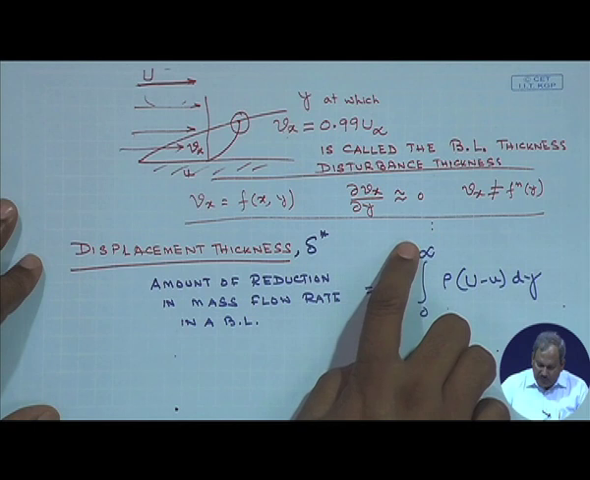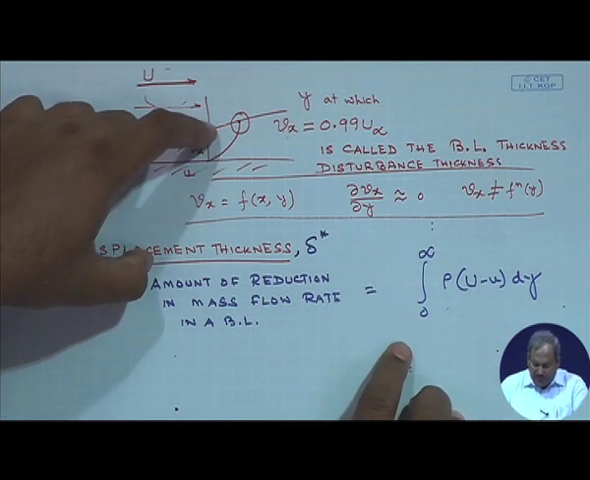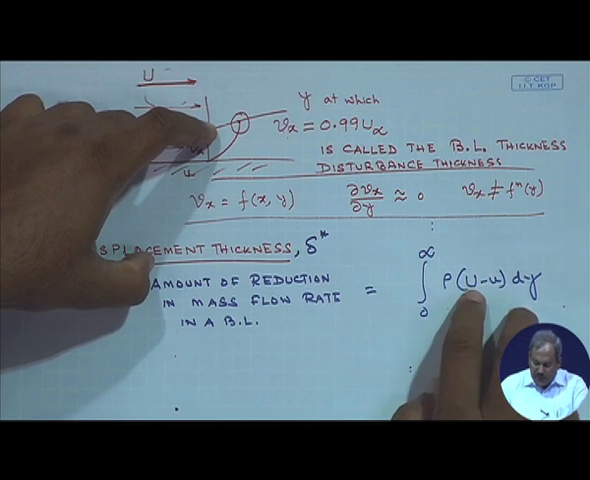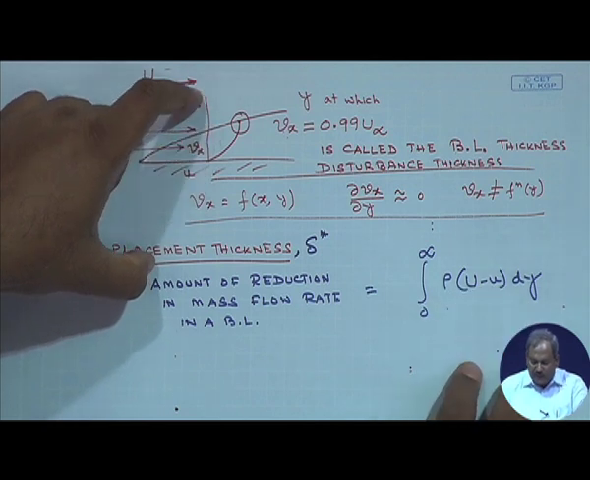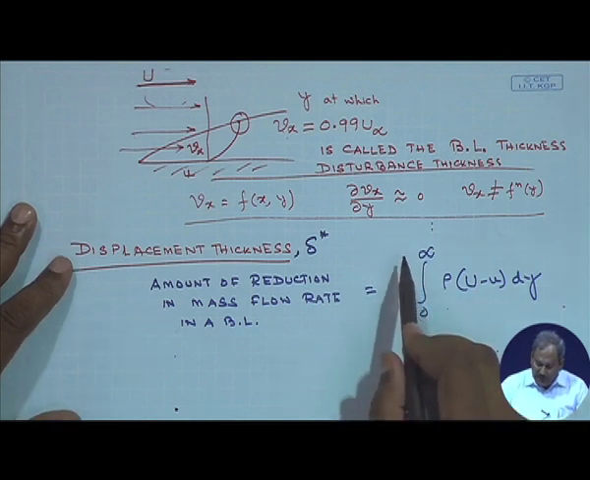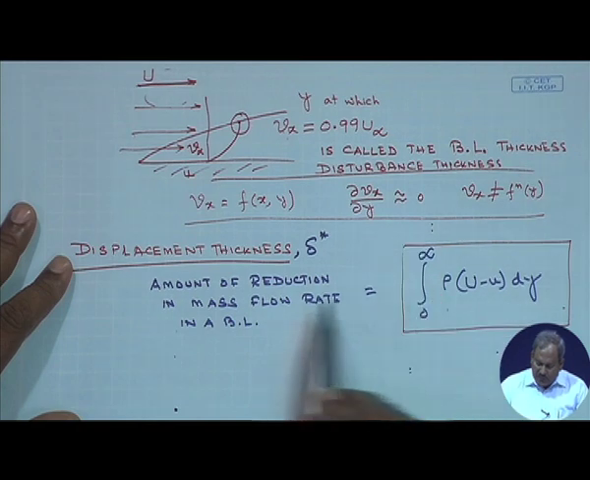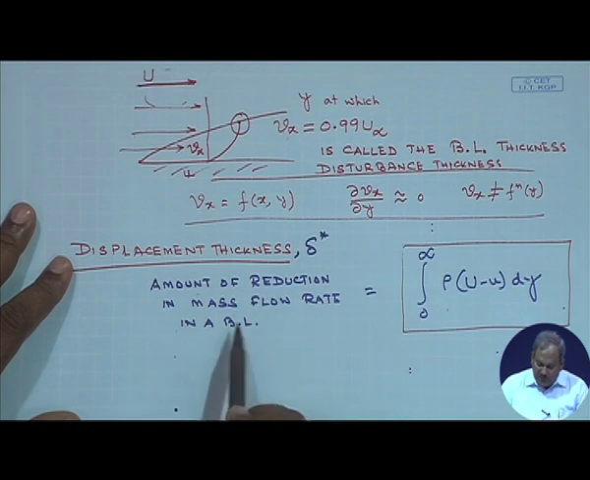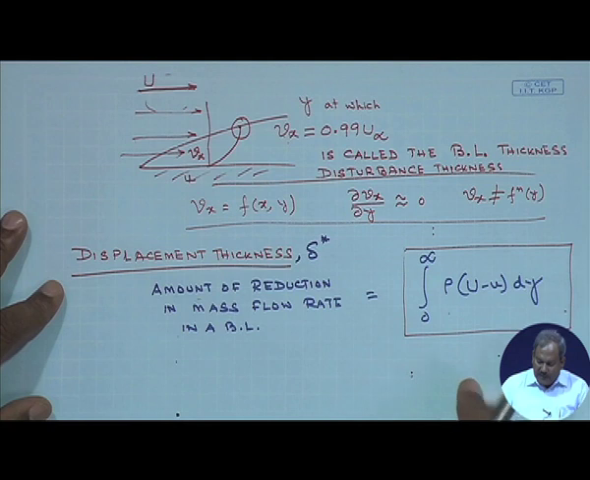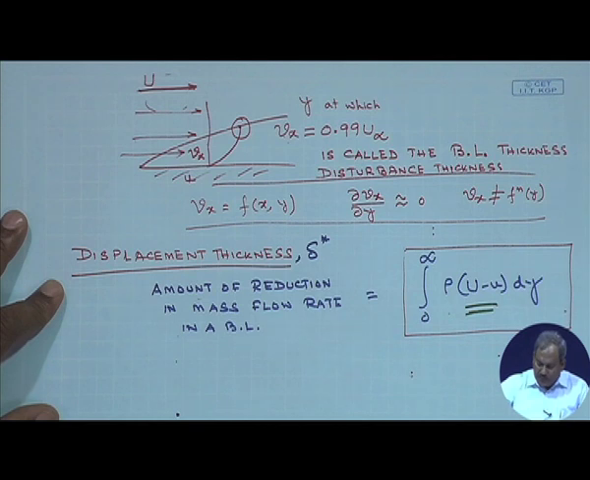So if I integrate it from 0 to infinity, though I understand that I do not have to integrate it from 0 to infinity, I can simply integrate it from 0 to delta, because by definition small u becomes equal to capital U once you cross delta. But anyway, in order to keep the generality, we keep this definition, which gives me the reduction in mass flow rate inside a boundary layer. So this denotes the reduction due to the presence of the boundary layer.